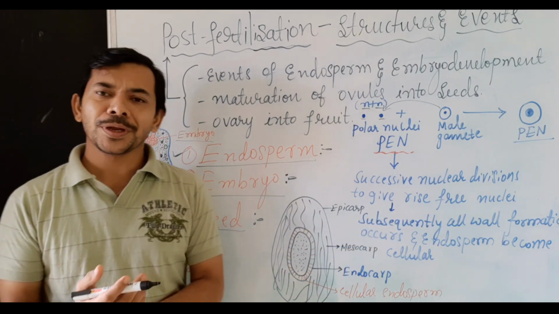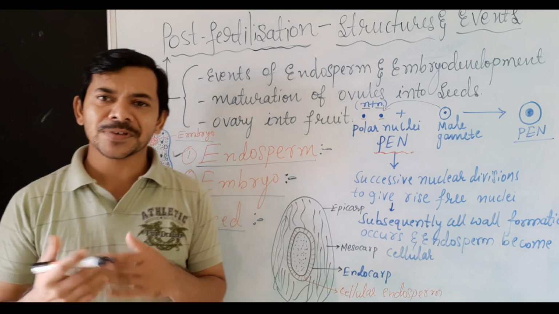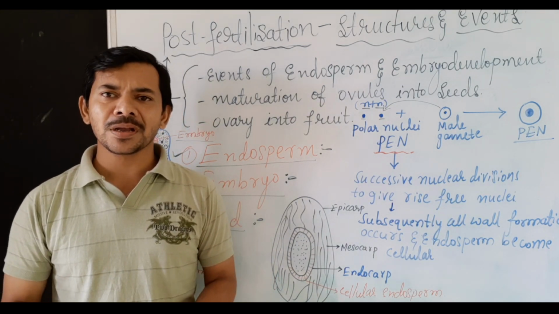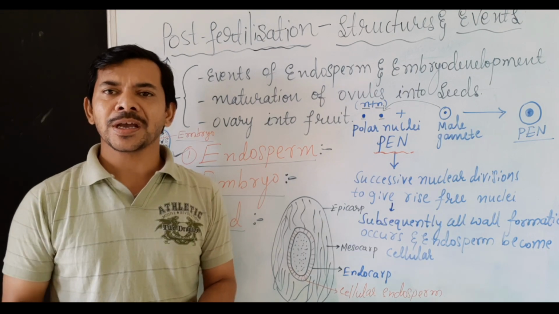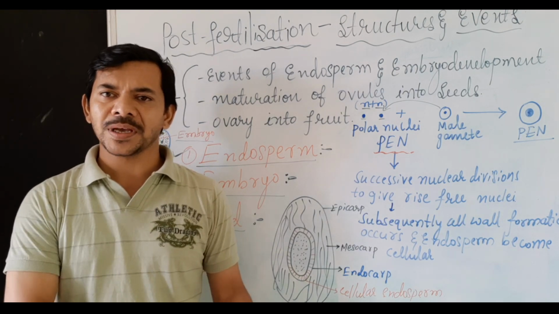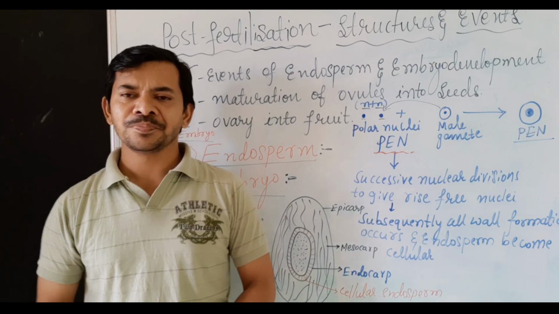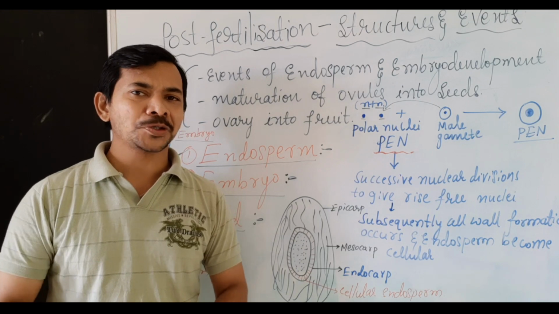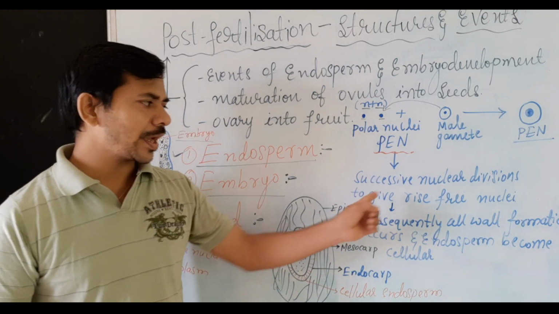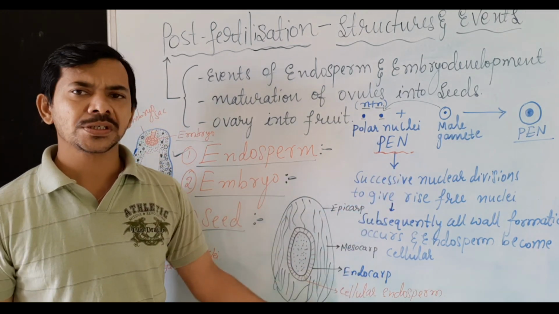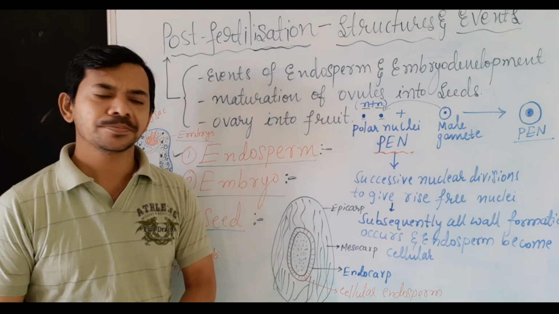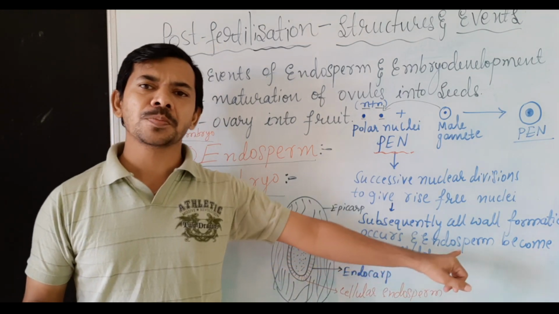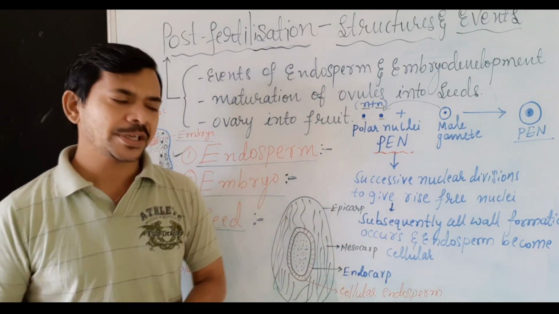And what does free nuclei mean? As we already studied in first year, that is karyokinesis and cytokinesis. Karyo is nothing but nucleus and kinesis is nothing but movement. So we are studying cell division here, and only the nucleus undergoes division, not the cell or cytoplasm. Hence only karyokinesis takes place and produces thousands of nuclei. Subsequently the cell wall formation occurs and endosperm formation takes place.